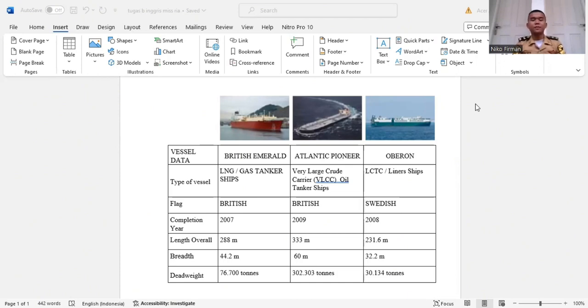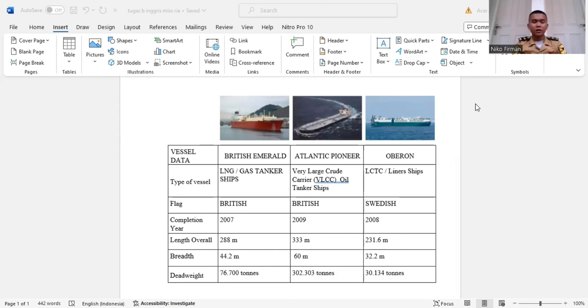My name is Kito Dika Pratama. Number of cadet is 60231113874. I am from Nautical Studies of Semarang Merchant Marine Polytechnic, and I am from Nautical 2 Bravo.